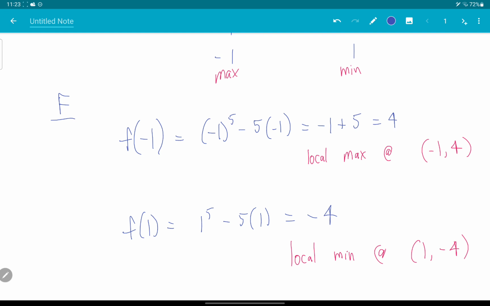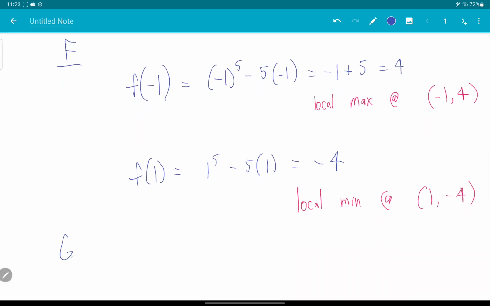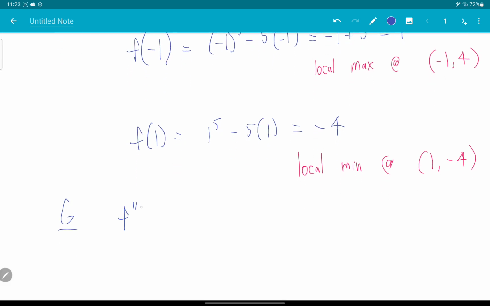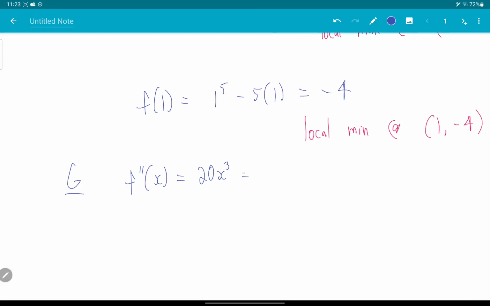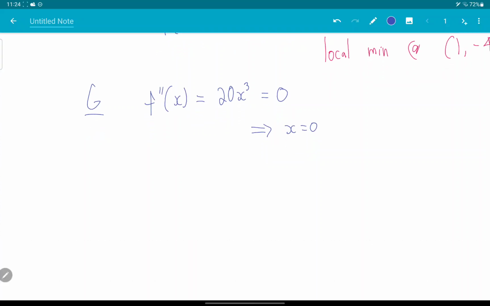Okay, now we need intervals of concavity and inflection points. Second derivative, f double prime of x is 20x cubed. So if this is 0, that can happen only if x is 0. And this thing always exists, so we don't have to worry about asymptotes or any kind of weirdness there. A nice simple polynomial here. So we got 0.